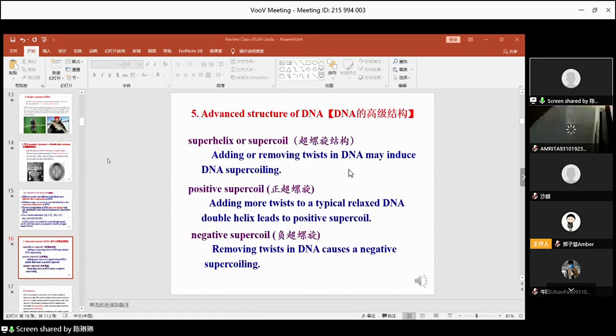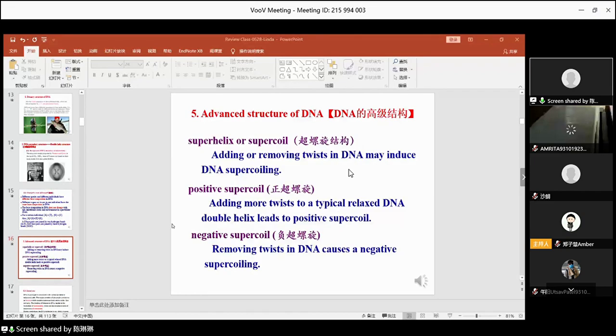And for the next structure of DNA, it's an advanced structure. There are some kinds of advanced structures. The superhelix, or we also call it the supercoil, 超多旋结构. And remember the definition of superhelix or supercoil: adding or removing twists in DNA may induce the DNA supercoiling.